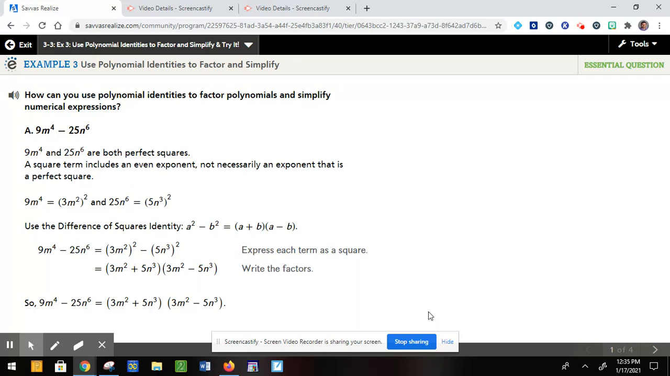So essentially, we're going to use the difference of squares identity, where the square roots of 9m to the 4th and 25n to the 6th are a and b. So then once you simplify it out, you end up with 3m squared minus 5n cubed, squared. And then from there, you work out what those are, and then you're basically backing out into the factors. So you're factoring it.